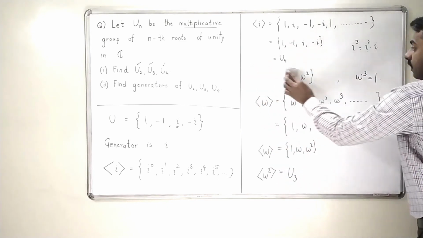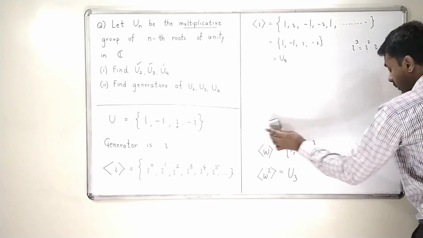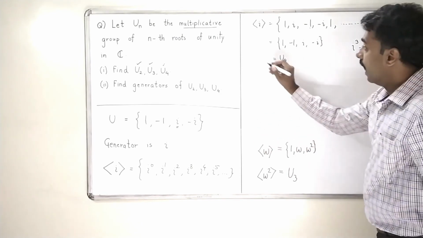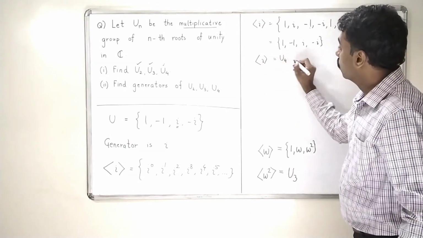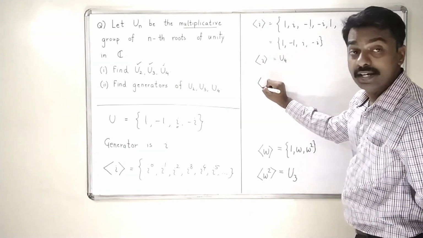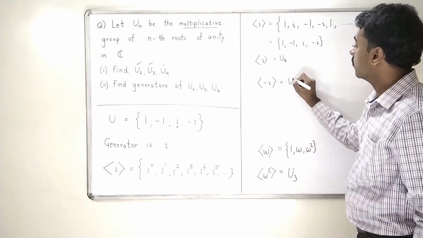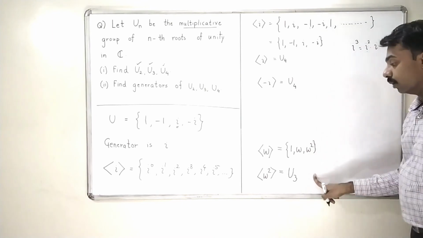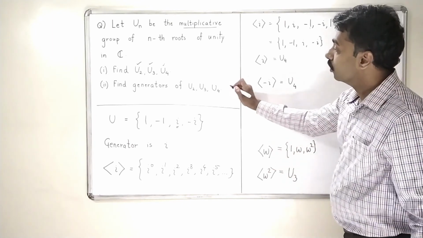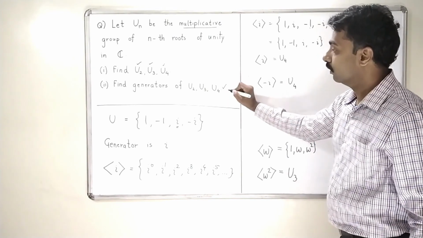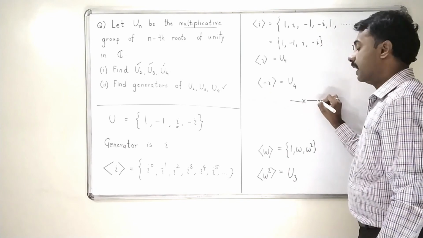So this means that U4 is generated by which element? U4 is generated by I, and you can again check that U4 is also generated by minus I. So U4 has two generators, U3 also has two generators. Okay, so the generators of U2, U3 and U4 are done. This finishes our exercise.